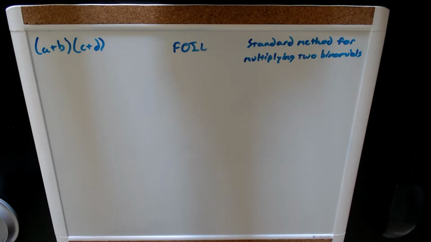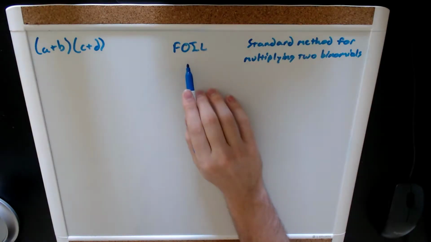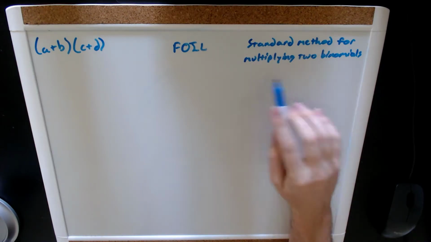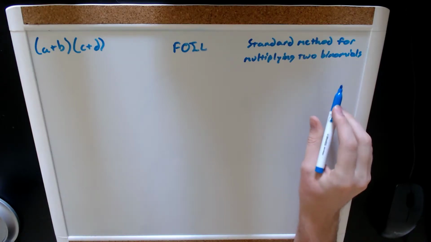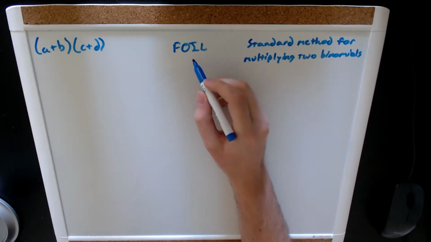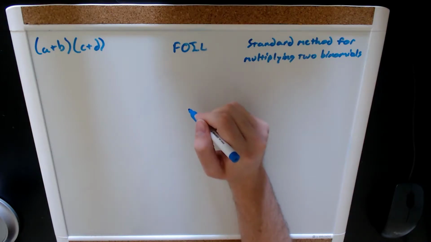Hello. In this video, we will be going over the FOIL method, which is a standard method for multiplying two binomials. Or, more specifically, it's the mnemonic that helps us remember the best way to do so. FOIL, being a mnemonic, stands for something.